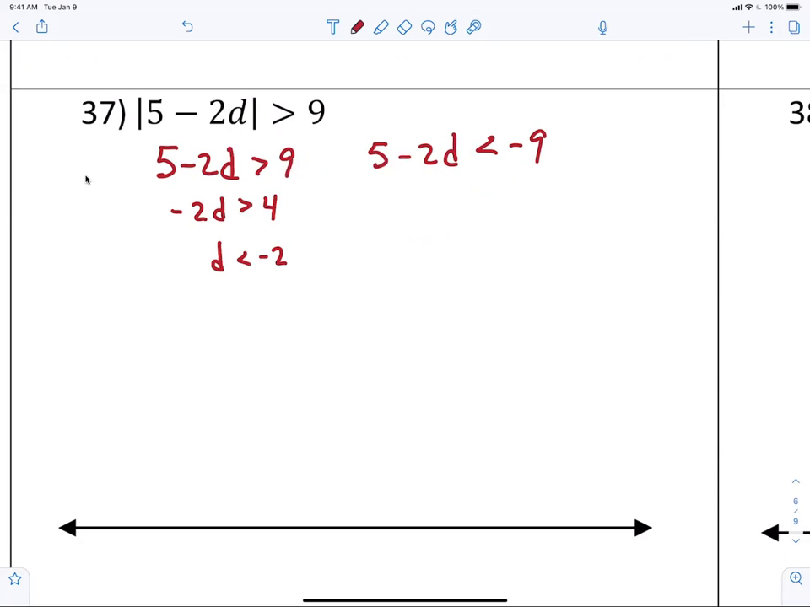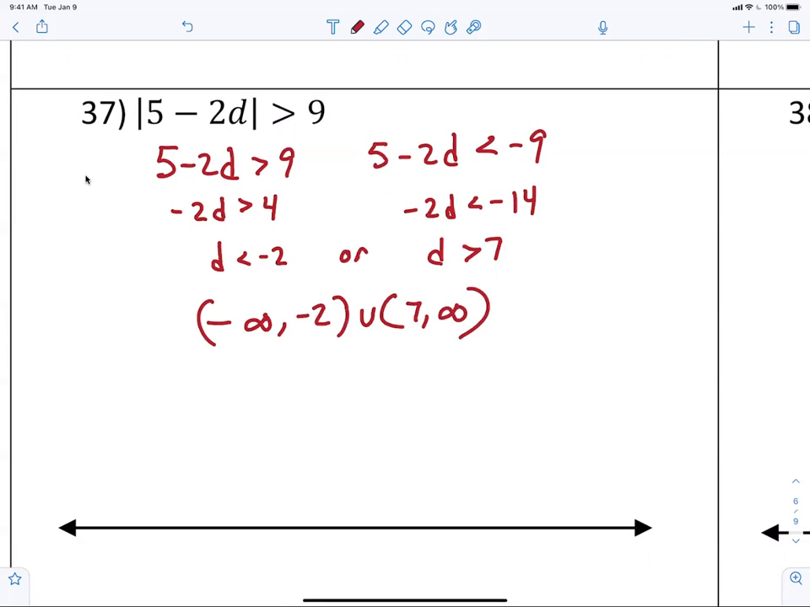All right, so now subtracting 5, negative 2d is less than what? Negative 14. Negative 4. I know. D is greater than 7. So you're thinking about less than negative 2, greater than 7 means they go in opposite directions. Are they in opposite directions? Yeah. So it's an OR statement here. So we're going from negative infinity to negative 2, union 7. There you have it. The OR statement we have to write in the union. Brennan, you still good? Good? All right, here we go.